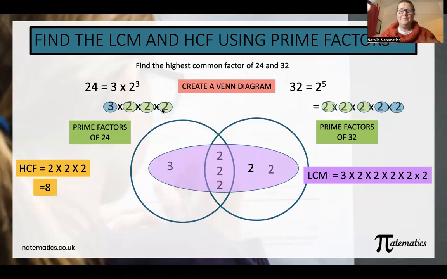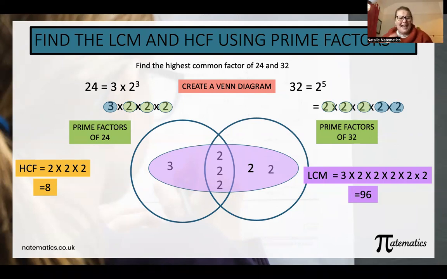So the highest common factor is the numbers in the middle. The lowest common multiple is the 3 times 2 times 2 times 2 times the 2 times the 2, so it's multiplying all of those numbers together. And guess what? Wasn't it 96 that we had when we circled the numbers? We found all the multiples. So always remember, the lowest common multiple is multiplying them all together. The highest common factor is the one that's in the middle.